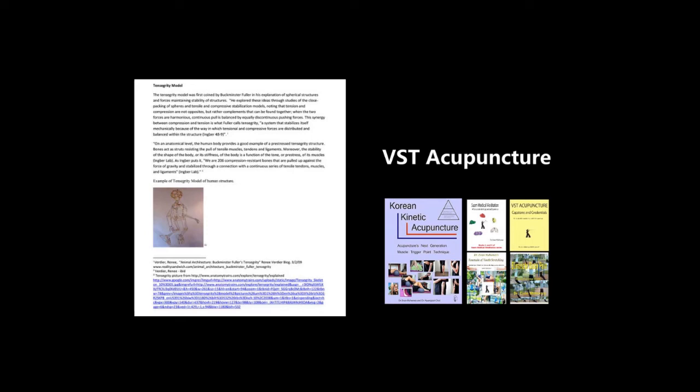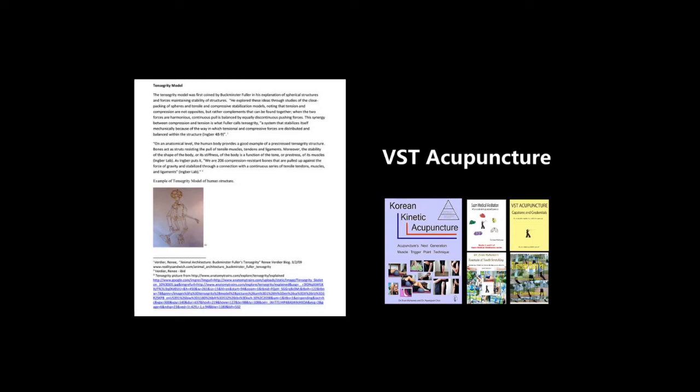As Inger puts it, we are 206 compression-resistant bones that are pulled up against the forces of gravity and stabilized through a connection with a continuous series of tensile tendons, muscles, and ligaments. This picture is an example of a tensegrity model of the human structure.